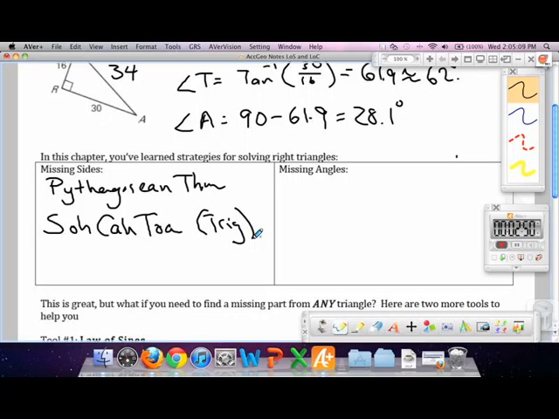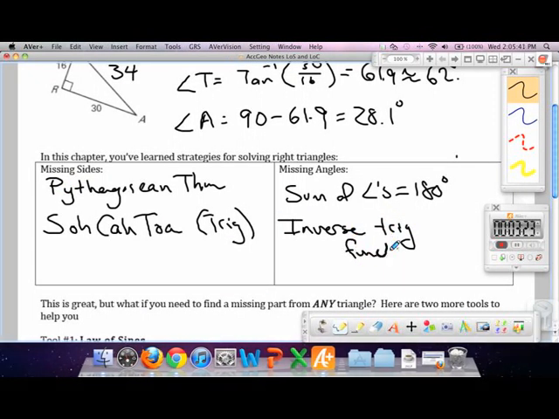If we have missing angles, what if we knew two of the three angles? Then we can always use that the sum of the angles is always 180 degrees. If you know two of the angles, we can find the third using that idea. Or what if we only know one of the angles? We only know that we have the right triangle. Then you could resort to inverse trig functions that we saw yesterday. So set up a sine ratio and then find the inverse of that ratio using your calculator.